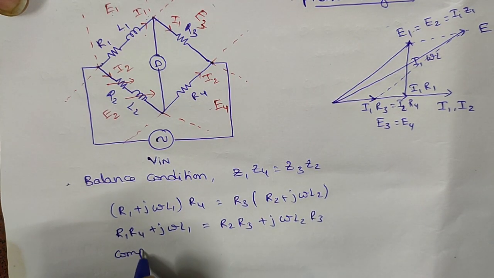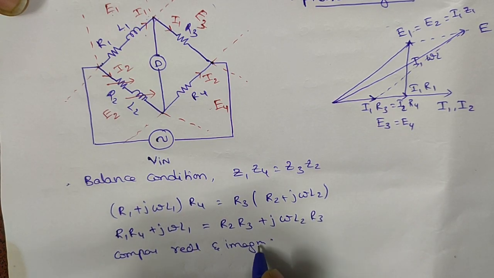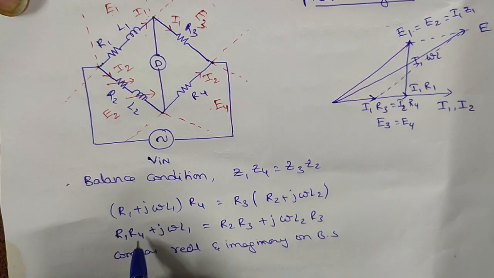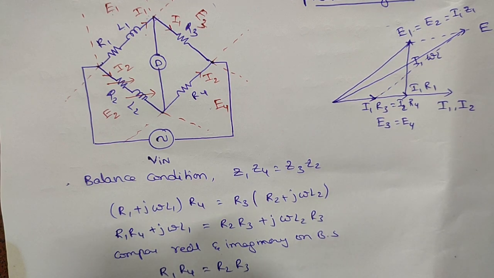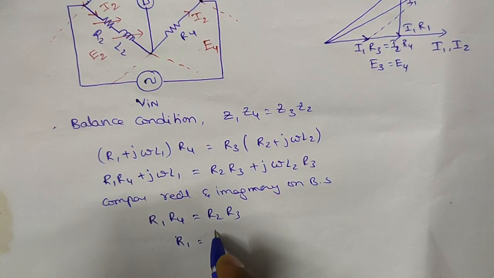Now comparing real and imaginary terms. Imaginary on both sides. That means real terms are R1 R4 is equal to R2 R3. From this we can write R1 is equal to R2 R3 by R4.